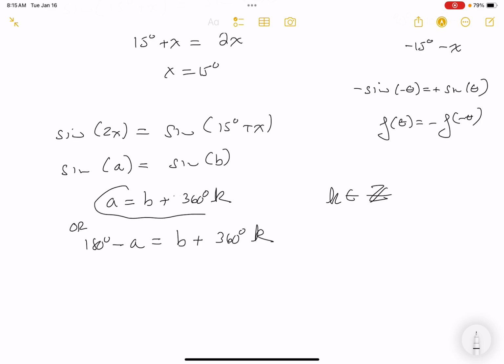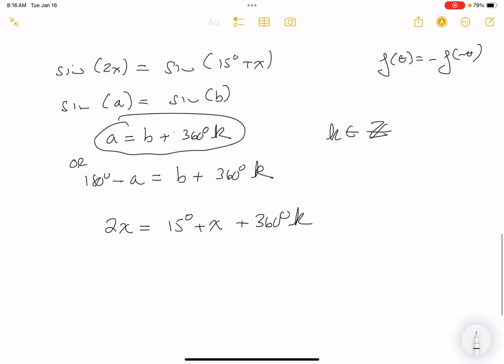So let's write this down. I'm going to put this one down first, and it doesn't look that bad, by the way. You get 2x, and the B is 15 degrees plus x plus 360 degrees K. And what do you get there? You get x equals 15 degrees plus 360 degrees K. And that worked out pretty nicely, by the way. It's one I expected. I expected the 15 degrees, but I'm expecting it's also repeating itself.